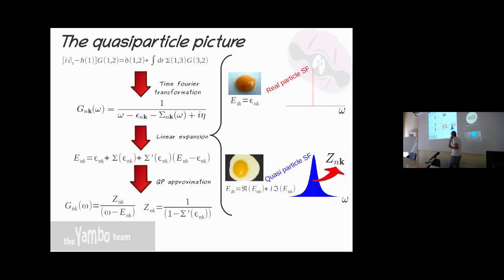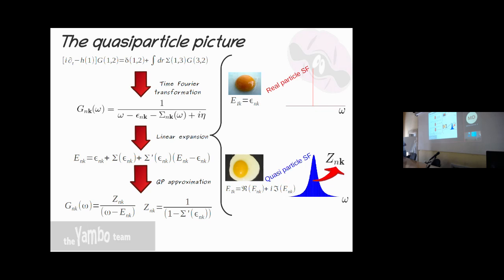The imaginary part of the Green's function is the spectral function. This means that the peaks of the spectral function are the poles of the complex Green's function, and the poles are found, one way, through linear expansion. This is the Newton solver. When you use the linear expansion and plug it inside here, you see immediately that the Green's function acquires this form with one pole and a normalization factor. And this defines the zoology of the particles.